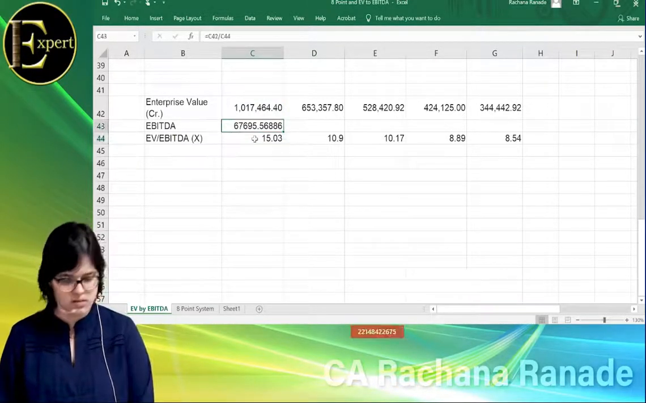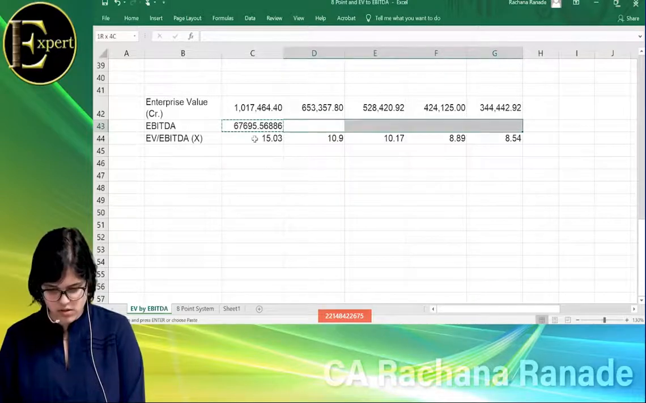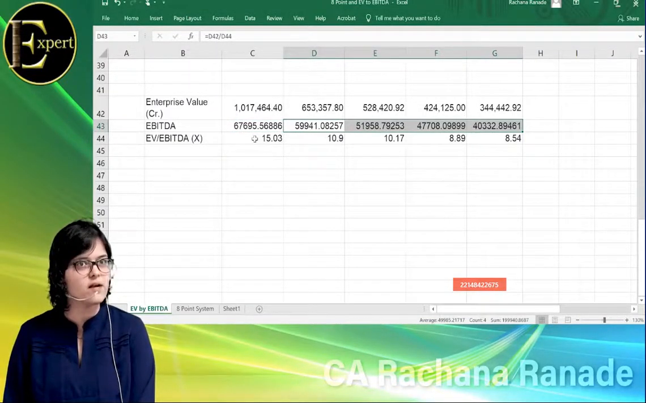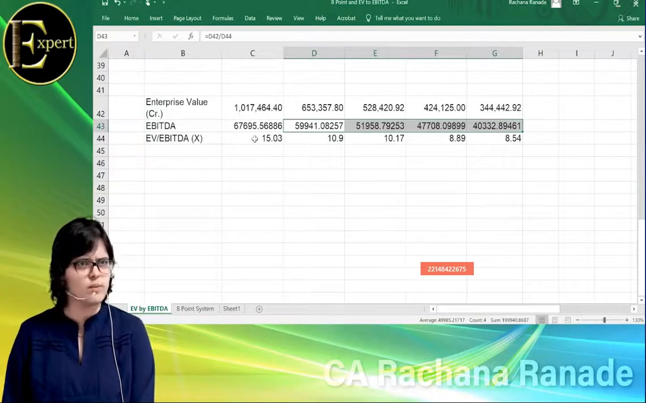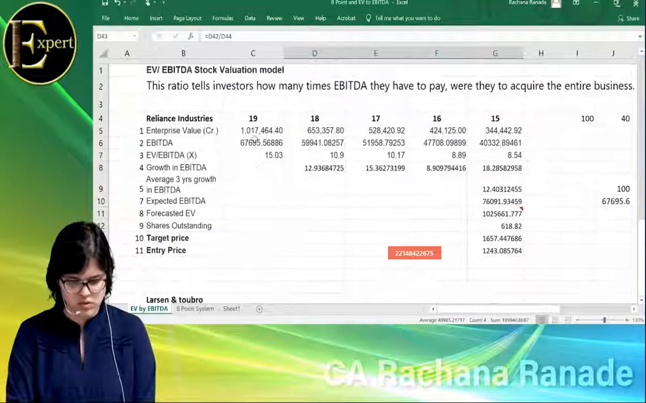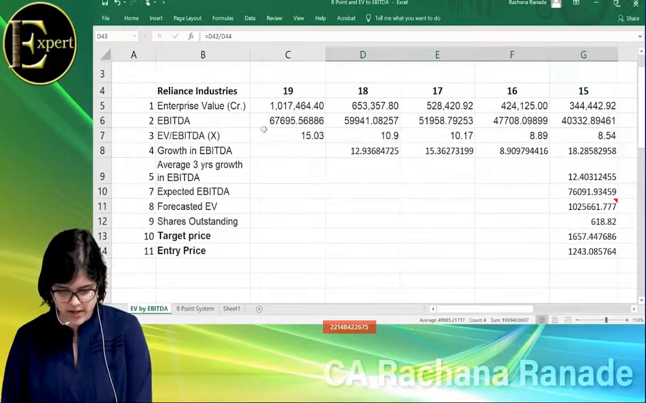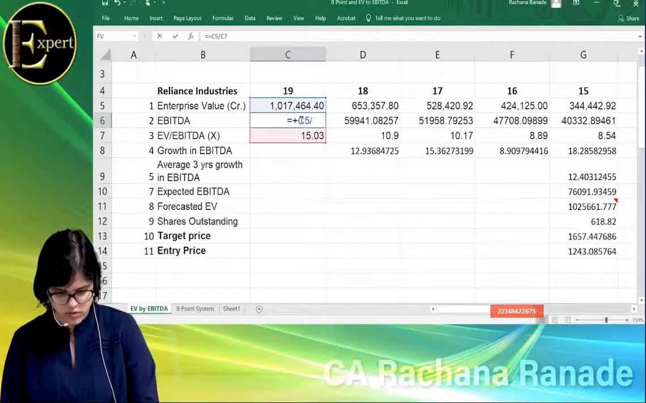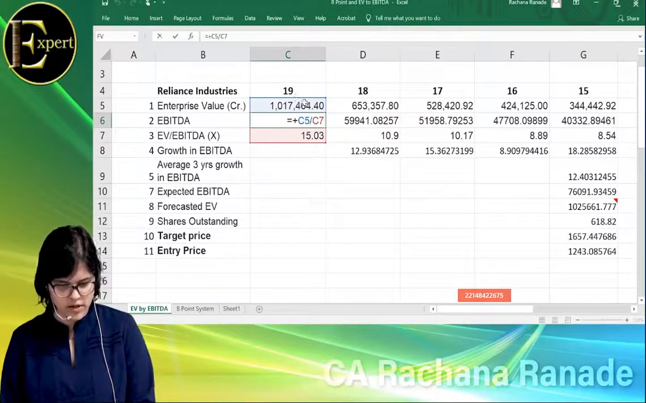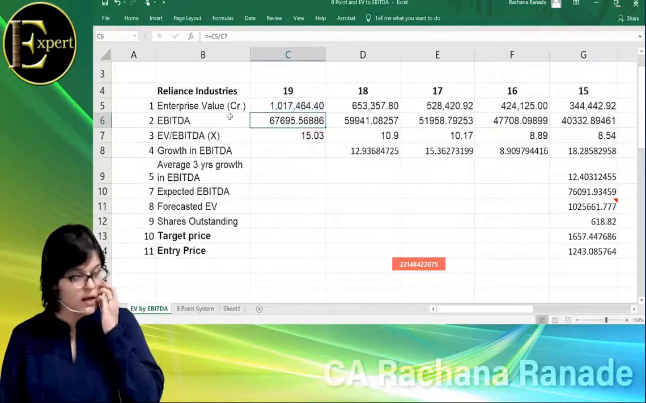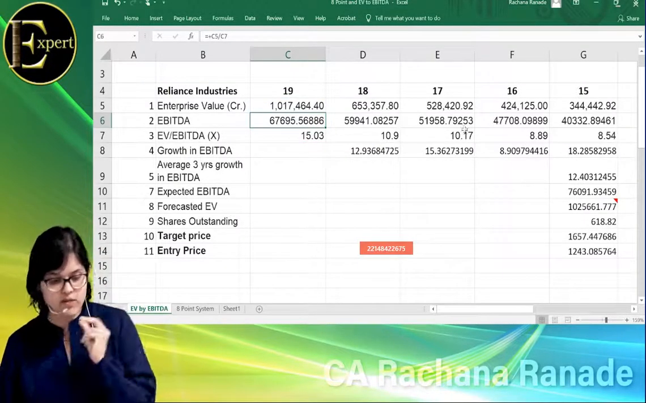Everyone agrees? Yes. And I'm just copy pasting it here. Have you understood how I calculated the EBITDA value? Yes, normal mathematics. So I'll take you to this main sheet now. That is how I've calculated. I'll show you even by pressing just F2. What did I do? EV divided by EV by EBITDA. Correct? That's how I got the EBITDA value for all the 5 years in one shot.